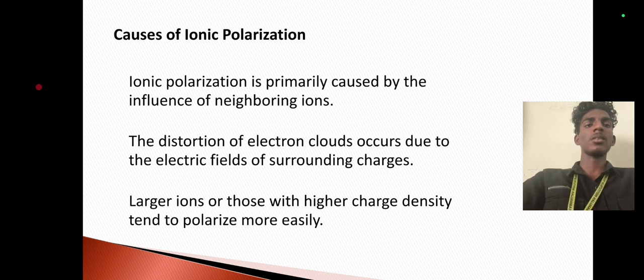Causes of ionic polarization. Ionic polarization is primarily caused by the influence of neighboring ions. The distortion of ion electron clouds occurs due to the electric fields of surrounding charges. Larger ions, or those with higher charge density, tend to polarize more easily.